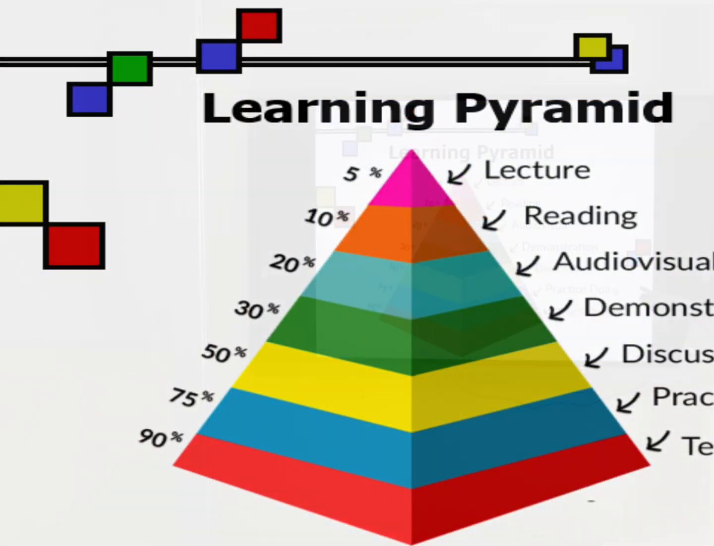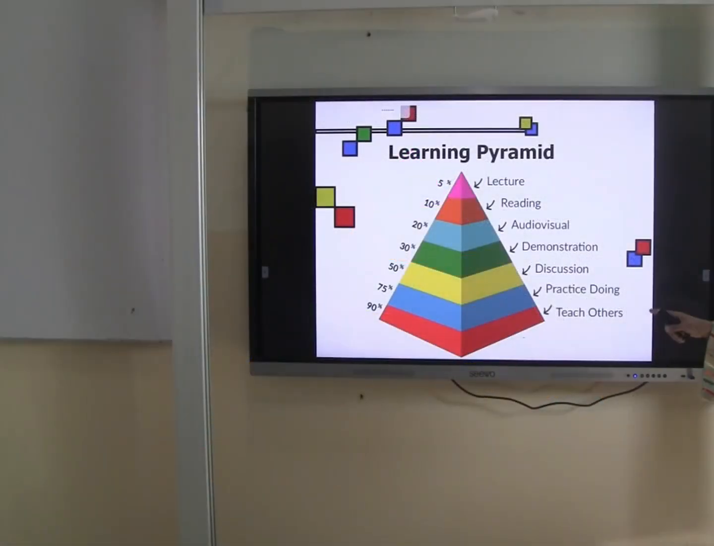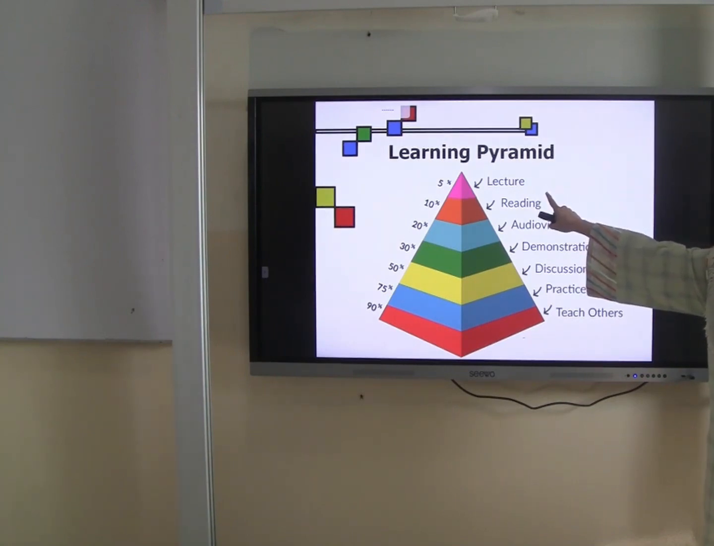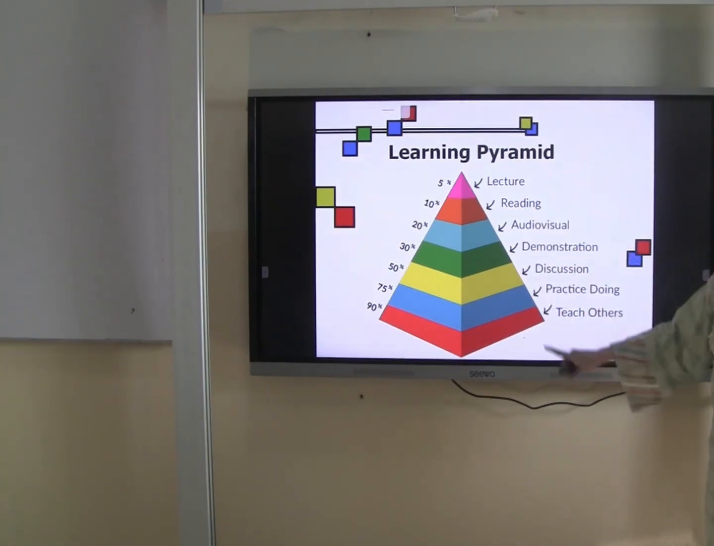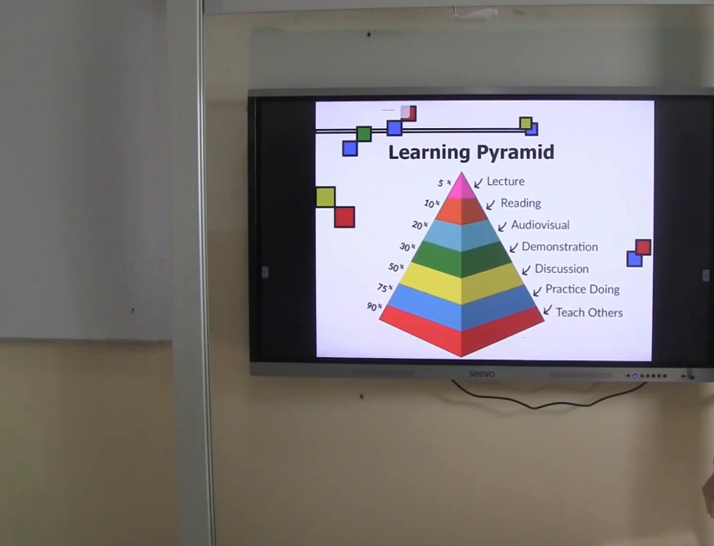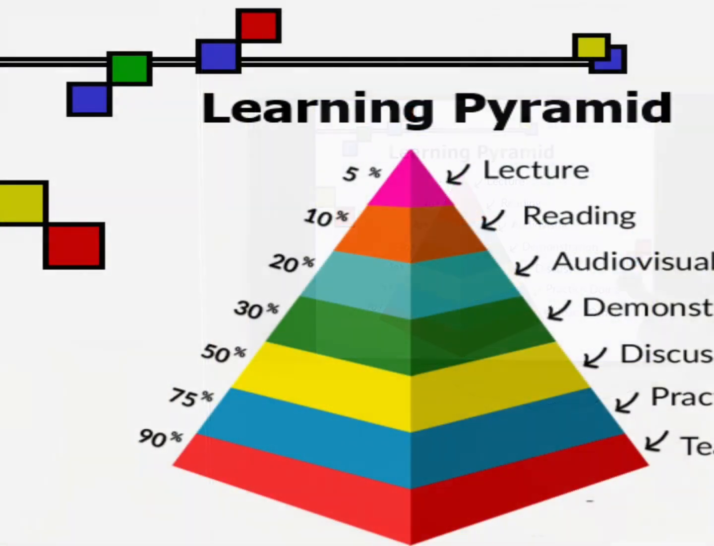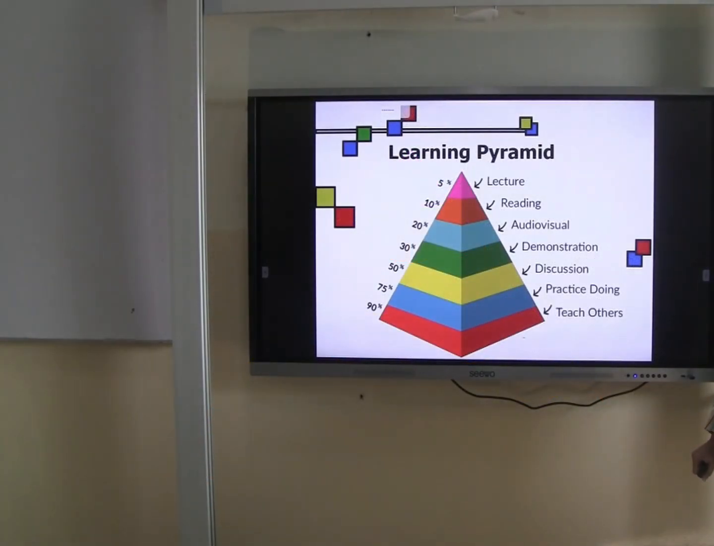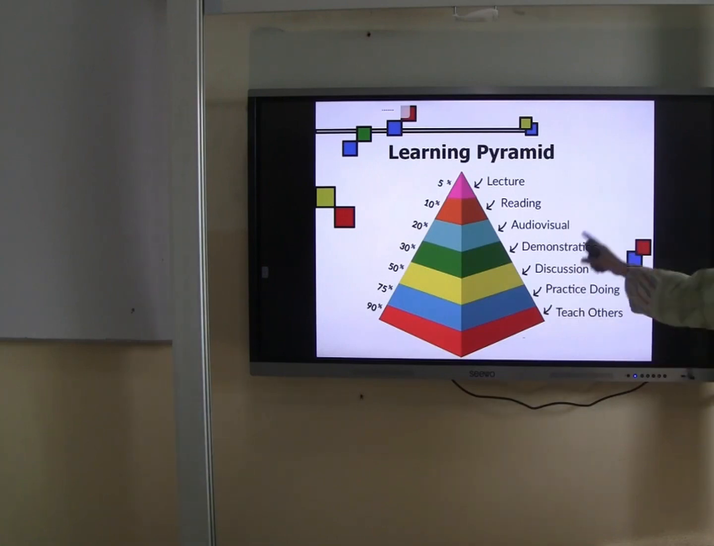This is the learning pyramid. This was the Bloom's taxonomy thing, which he has done. First thing, according to the research, lecture affects 5% of students' memory. Reading affects 10% of students' memory. Audio visual 20%. Demonstration 30%. Right now I am only demonstrating to you.